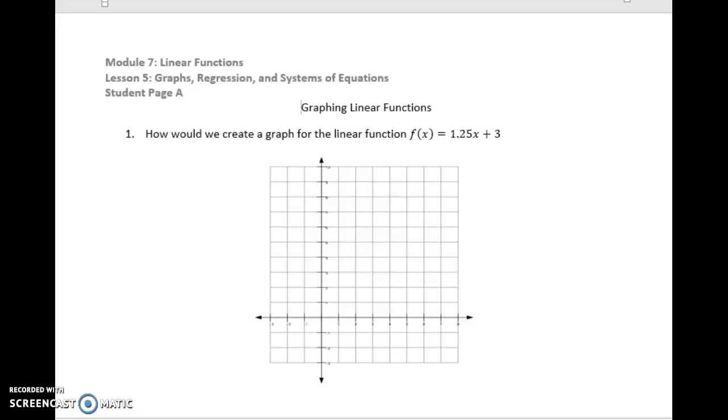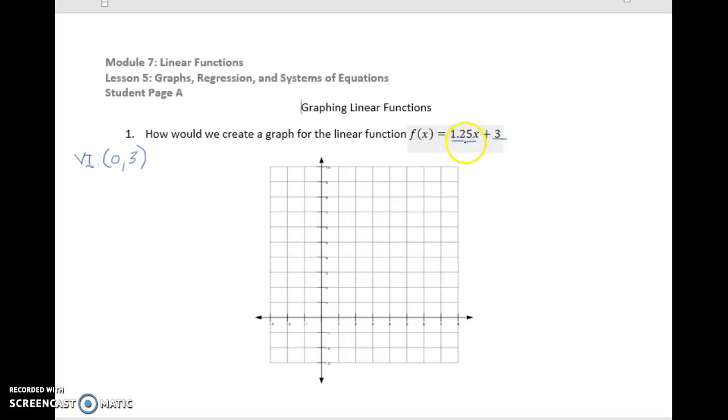As we examine the given function, we see that 1.25 is our slope, and the 3 is the output, or output point, of the vertical intercept. So we know that the vertical intercept is (0, 3). And so we want to create some points based on this slope of 1.25.